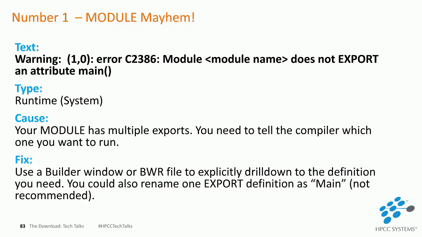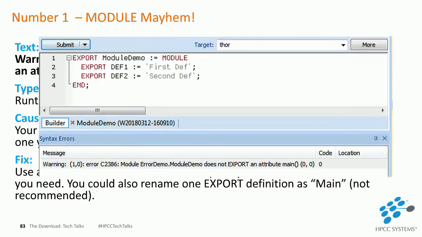All right, so the fix here is to use a builder window BWR file to explicitly drill down to your definition. And you can also rename one export definition as main, which is not recommended. So let me show you that. Here's a module right here that's got 2 exported definitions, def1 and def2. And so, of course, someone tries to hit the submit button up here to run it, and they're going to get the red X, and they're going to get this error that says does not export an attribute main. Now, if you had changed one of these to the word main, it would actually run, but that's not recommended because, of course, there's just other issues involved with that.